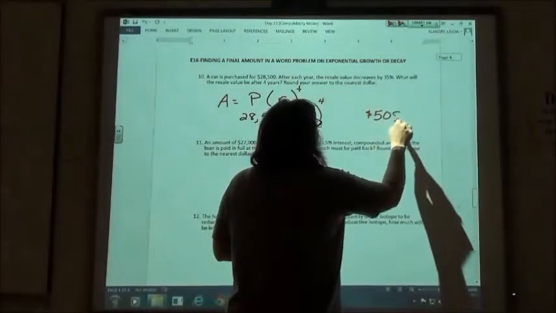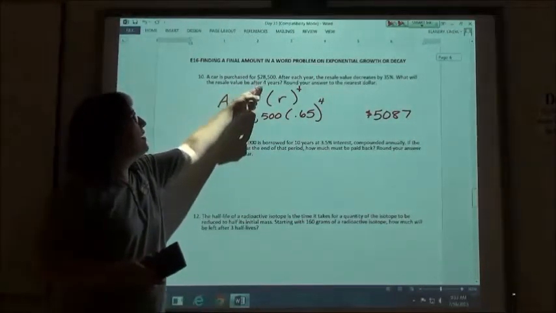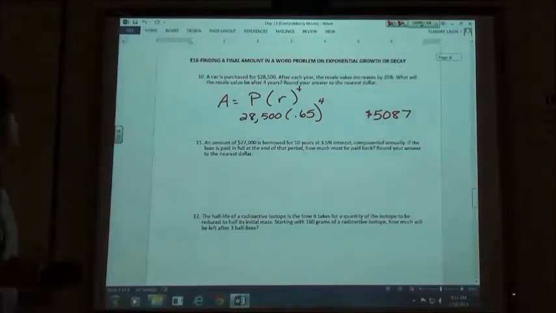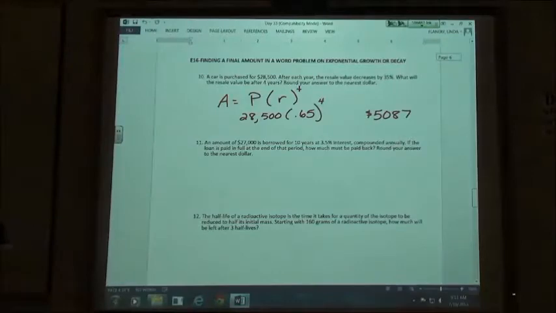So 5,087. So we bought a car for 28,500, and after 4 years, now it's only worth $5,000. Hopefully it retains better than 35%. That's not very good.